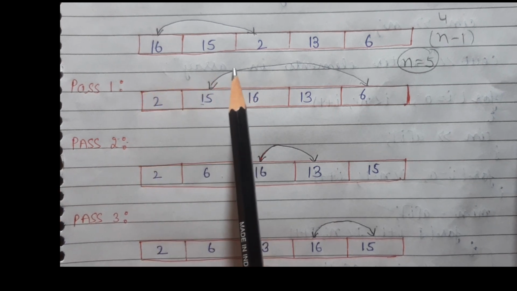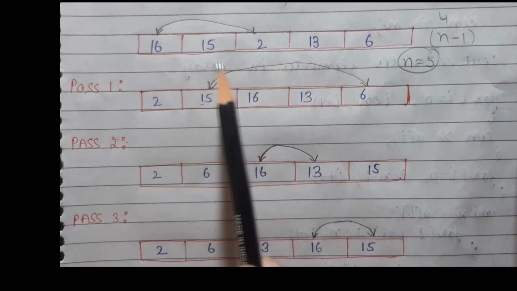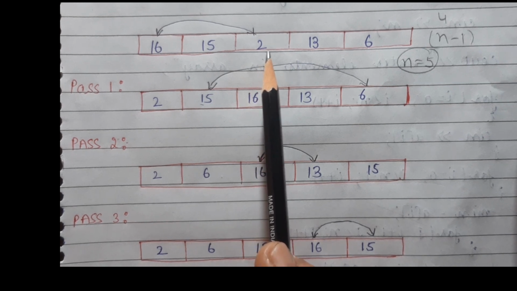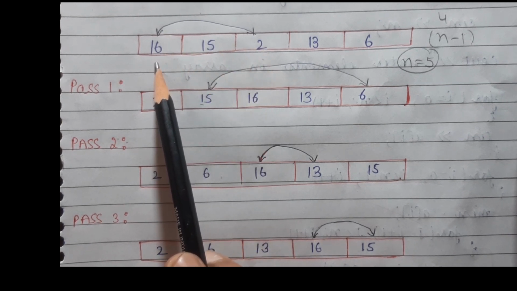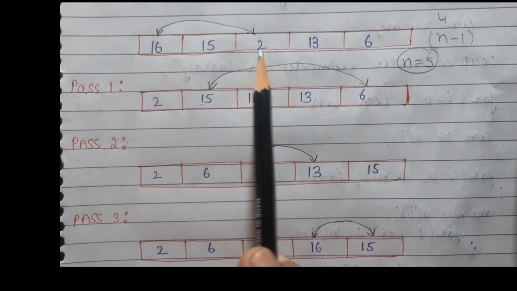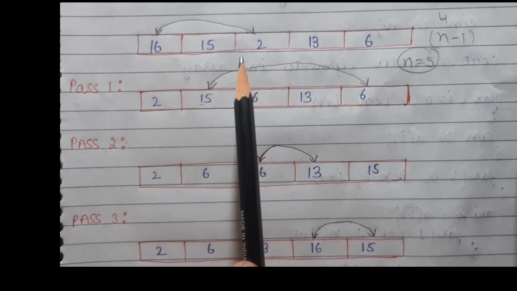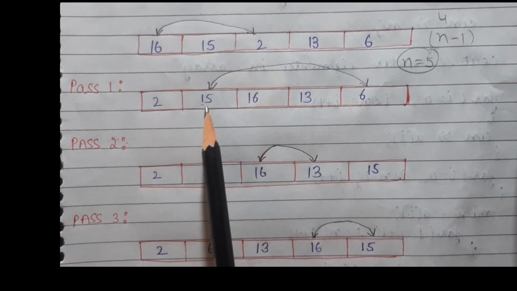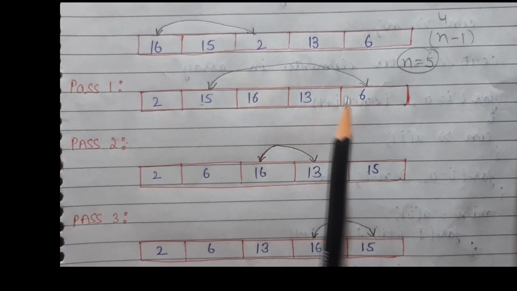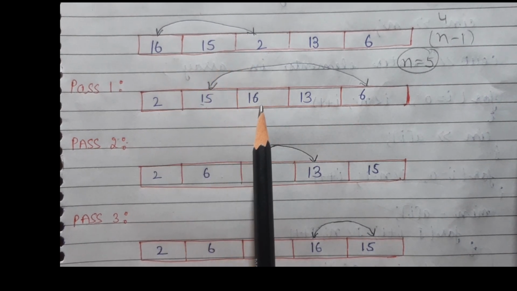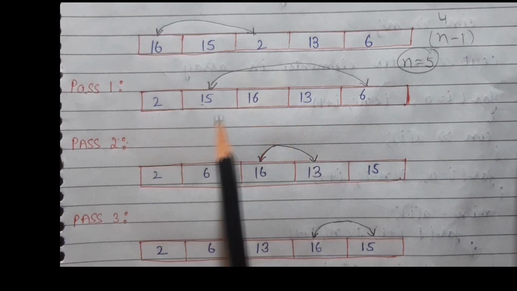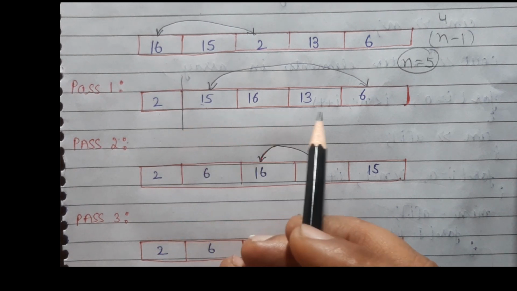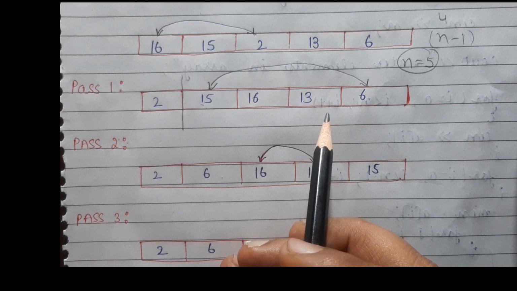So first we find the minimum element from this array. Here 2 is the minimum element. So we swap this 2 with the element at 0 index. So 2 and 16 are interchanged, and the resulting array becomes 2, 15, 16, 13 and 6. Only 2 and 16 are interchanged. So this is the output of pass 1. After pass 1, the first element is in sorted order. Then we have 4 elements in the unsorted list.